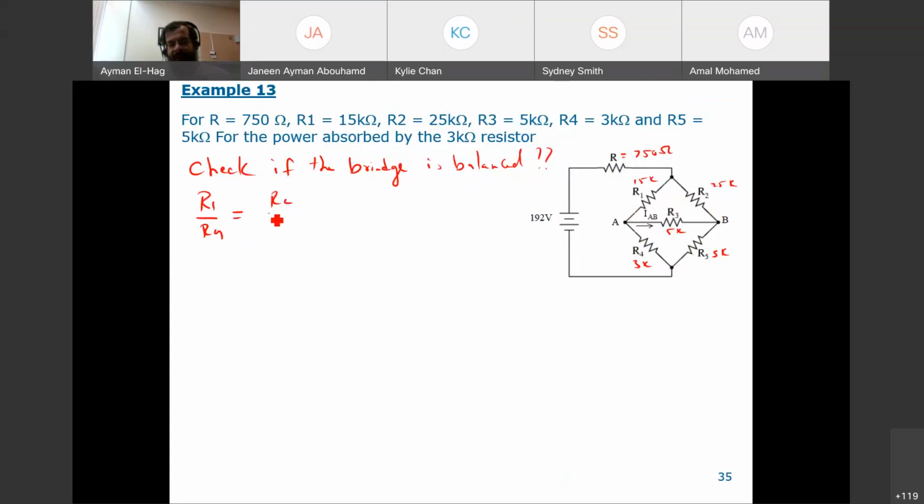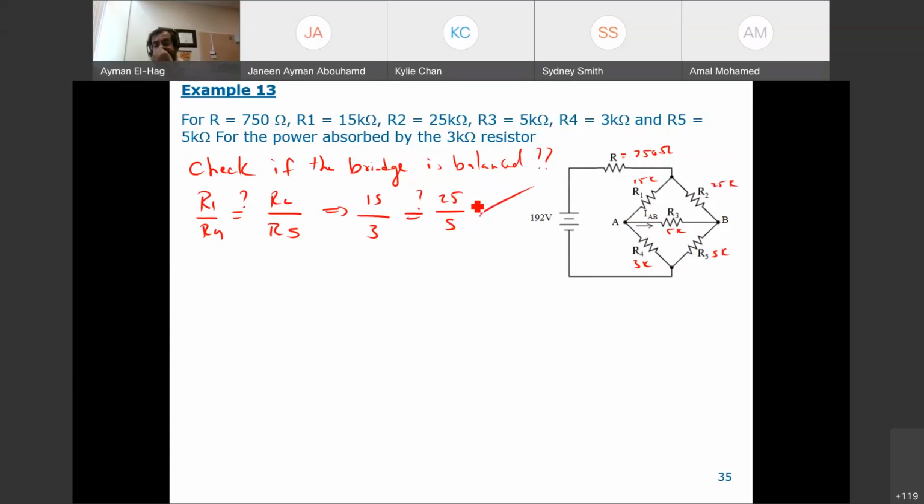I will address your questions now. Just let me finish. Is this correct or not? Okay, R1 is 15 divided by 3. Is it equal to R2 25 divided by 5?